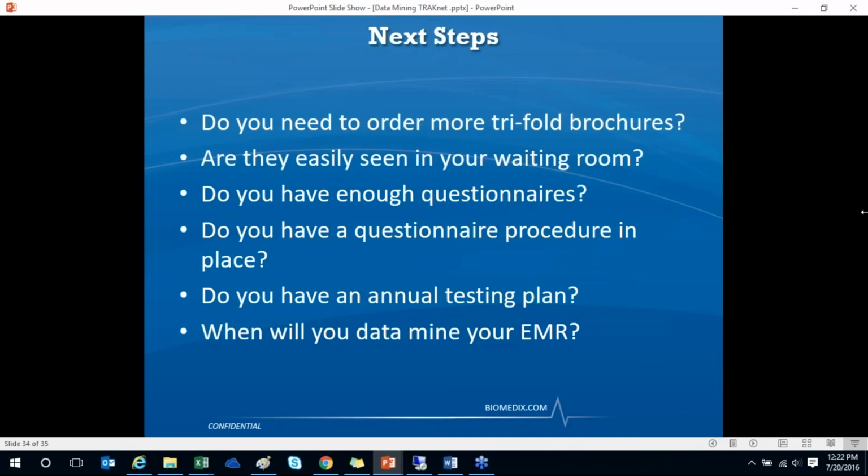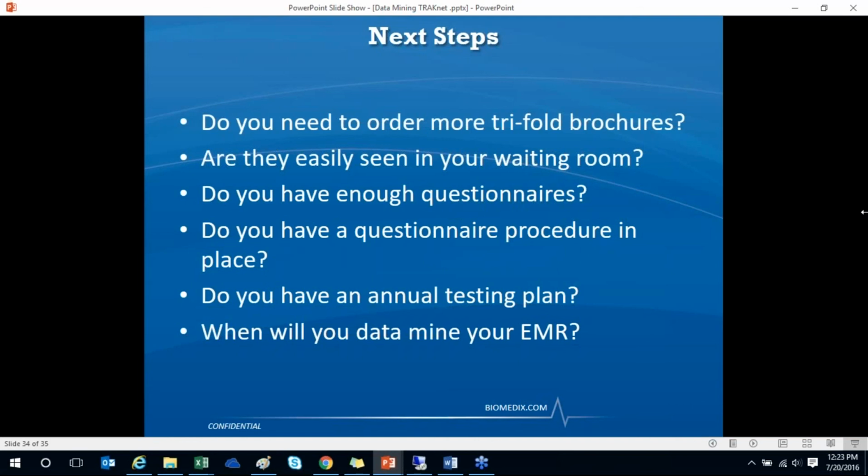So let's start thinking about your next steps. The first thing you want to make sure is that you have enough trifold brochures. You can order them directly off of our website if you need to order some more. We want to make sure that they're easily visible in your waiting room. I know sometimes it's easy to have them buried underneath magazines and things like that, so we want to make sure that our patients can see them easily.